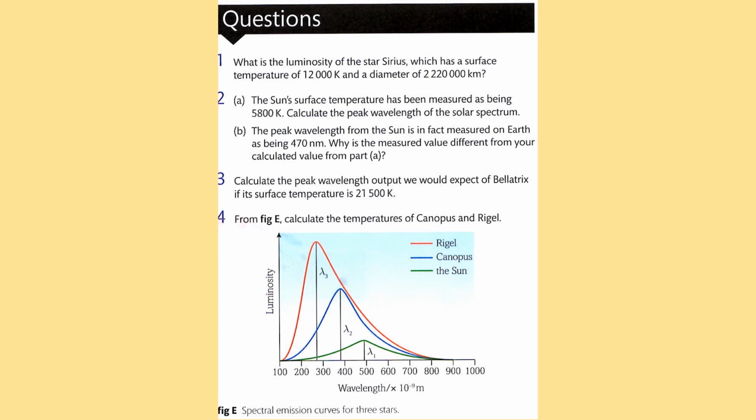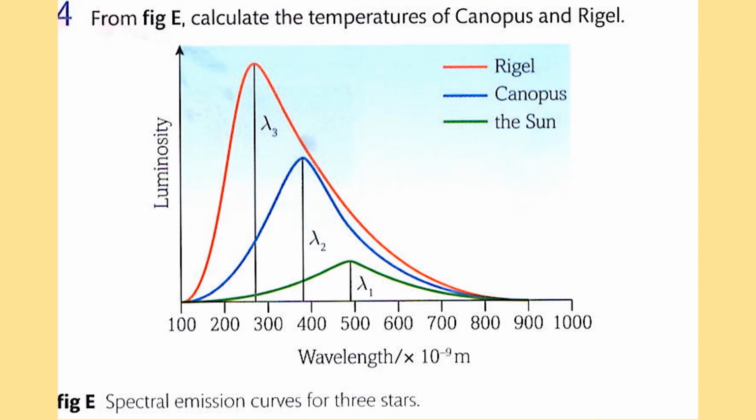And then lastly, we have a graph here. Calculate the temperatures of Canopus and Rigel. Canopus is that blue line and Rigel is the red one. So try and determine what the wavelengths are from this graph and then calculate the temperatures. Right, thank you very much.